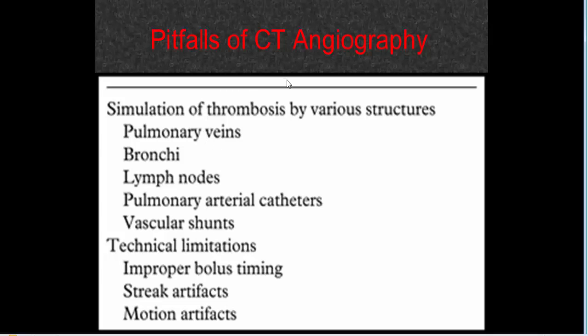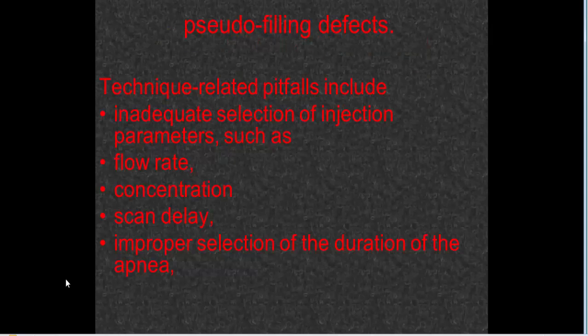Pitfalls of CT angiography: simulation of thrombosis by various structures like pulmonary veins, bronchi, lymph nodes, pulmonary arterial catheters, and vascular shunts. Technical limitations include improper bolus timing, streak artifact, and motion artifact. Pseudo filling defects present intraluminally in the pulmonary vessels, which give us a false positive impression.